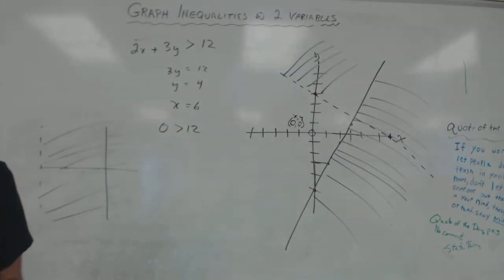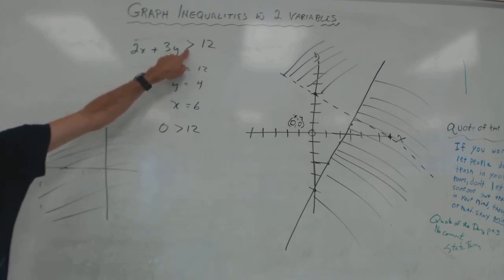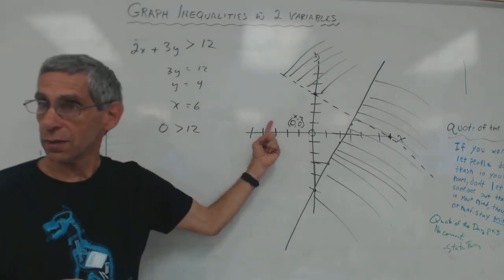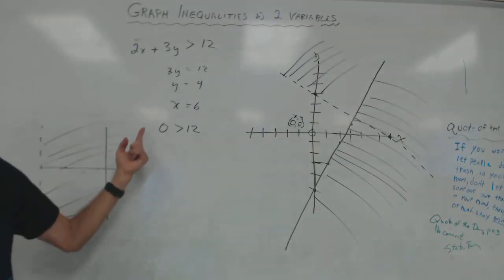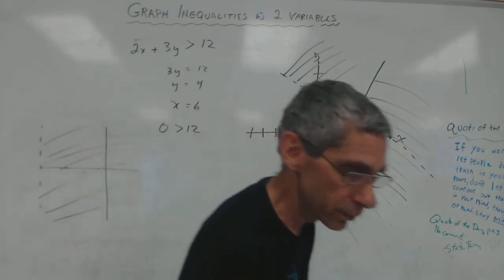But the point is, you don't use that to decide. You use this method. You substitute an easy point, like 0, 0, and see if it's true or false. And then you immediately know, instantly. Okay, that's it.